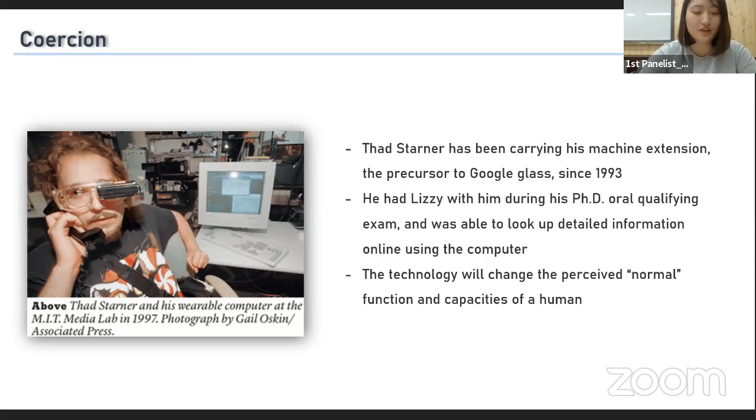If this type of technology becomes prevalent, as Musk projects it to become, the standard of performance will be raised. People will have to start wearing their own BCI to match others' performance. The technology will change the perceived normal function and capacities of humans. This can create implicit coercion if people using BCI gain an unfair advantage and others are forced to start using it to not fall behind.